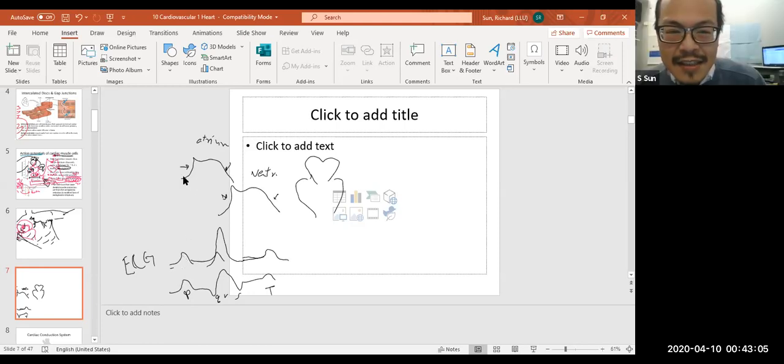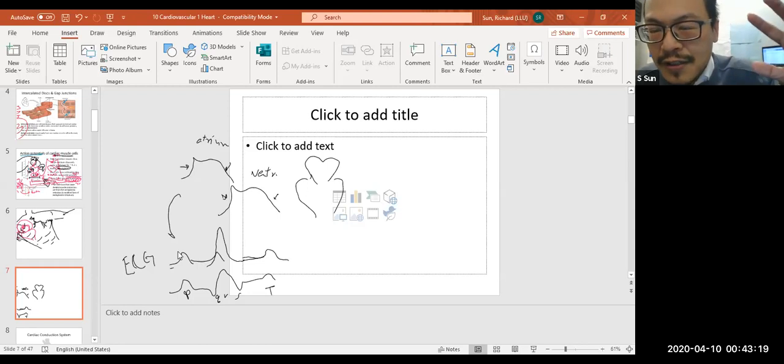So that is the action potential from the atrium and the ventricle. This is how a physiological change is converted to EKG or ECG. Any questions so far?